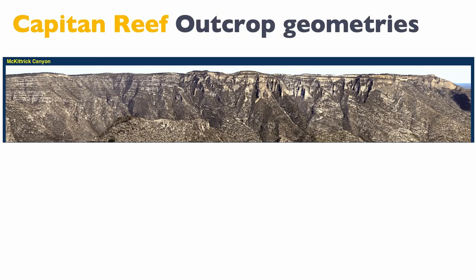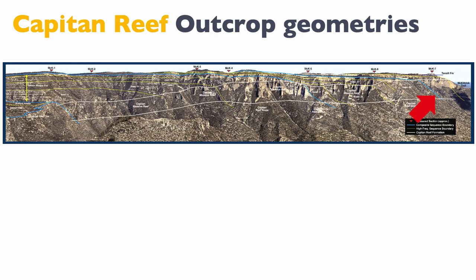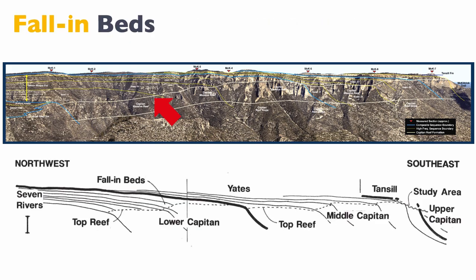So if we look at the Guadalupian reef and the back reef, remember that we said we have this reef that is a little deeper in the depositional setting. And behind it, we have the fall-in beds. Well, there's an implication for these fall-in beds. It implies that the geometry of the back reef is not flat. The back reef is actually steepening towards the reef.